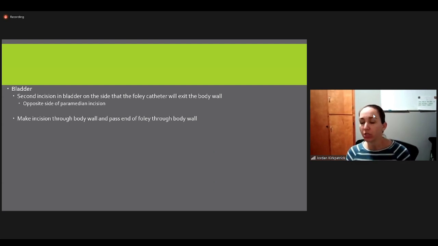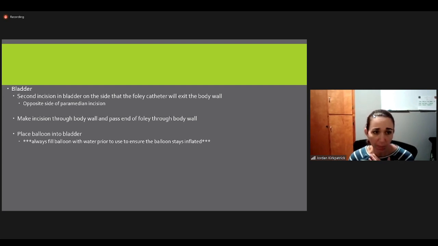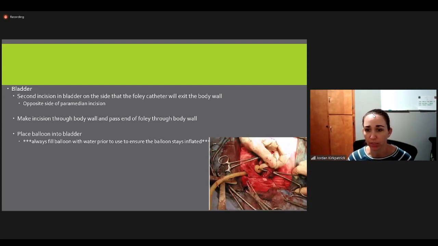After you've flushed it and determined that there are no more stones in the bladder, you're going to make a second incision into the bladder and also an incision into the body wall that you'll pass the Foley catheter through, the body wall and then into the bladder. And then you'll place the balloon into the bladder.